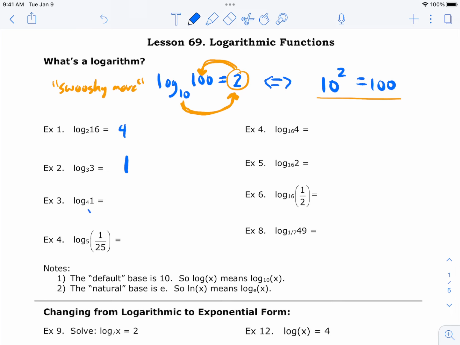This one, log base 4 of 1. I would have to raise 4 to what power to get 1? Well, that's where a 0 comes in handy. 4 to the 0 power is 1.